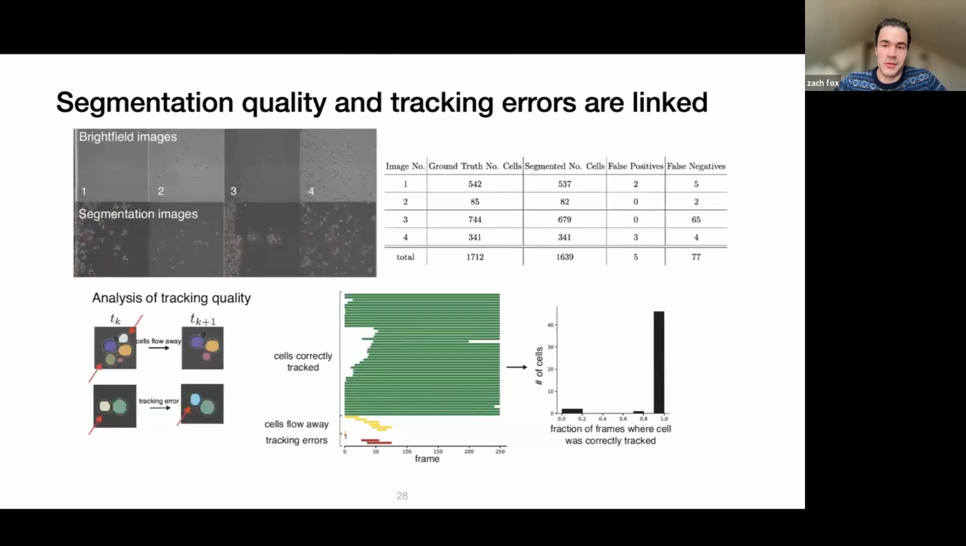So we basically did a whole lot of manual checking to see if we could correctly track cells. We found that most of the cells were correctly tracked for most of the frames. And when we do have errors, it was mostly due to either segmentation problems, where you just miss a cell in a frame, or cells flowing away, so experimental issues. We found that when segmentation was working well, and when the cells didn't just disappear or flow away mid-experiment, we could track the cells over time quite accurately.